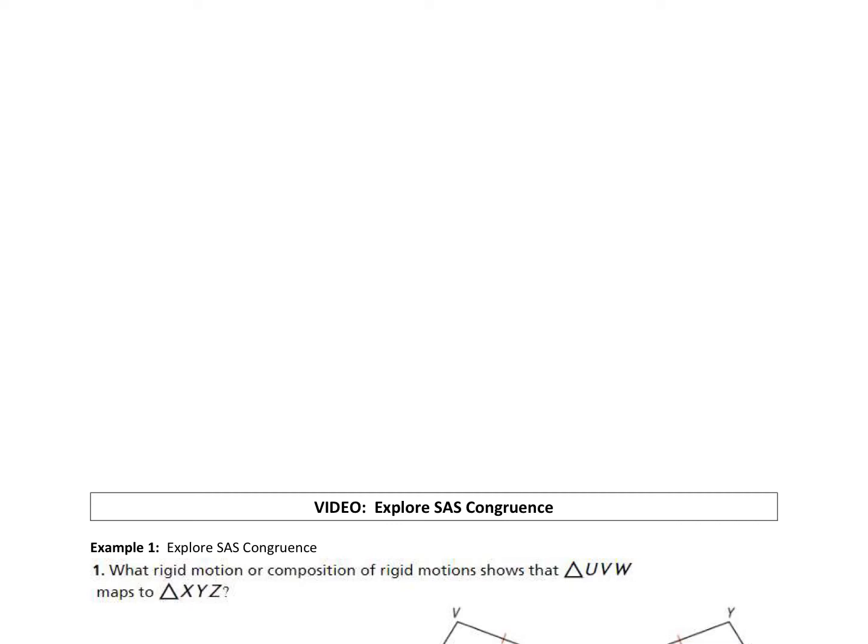All right, in this first example video, we're going to explore the SAS congruence. That's side angle side congruence. The book actually has a pretty good visual for this, so I'm going to insert a little video and then we'll move on to the example in your notes.